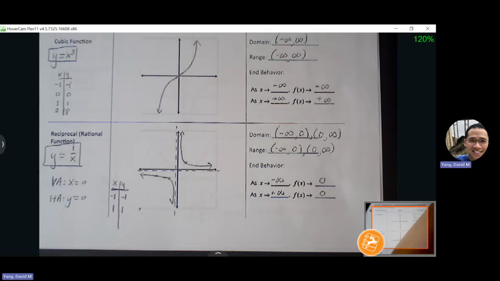Okay, let's see if we can finish page 6, going over the major parent graphs.